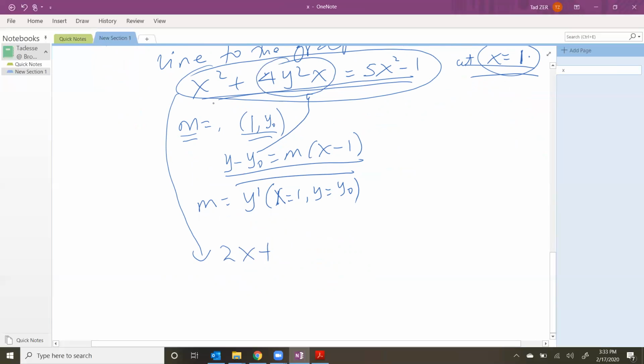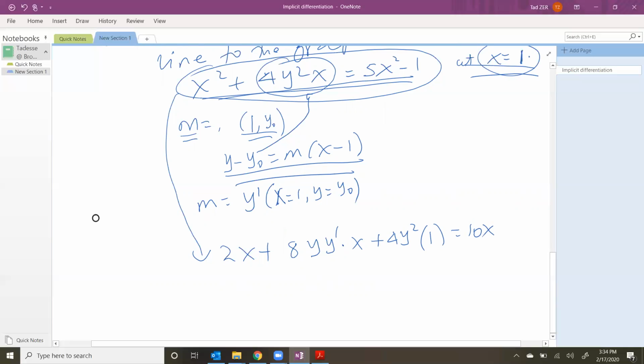What are the functions? 4y squared and x. What is the derivative of 4y squared? It will be 8, 4 times 2 is 8, y prime. Don't forget that. Y prime times x, the second function, plus 4y squared times the derivative of x, which is 1, equal to the derivative of 5x squared, which is 10x, minus the derivative of 1.